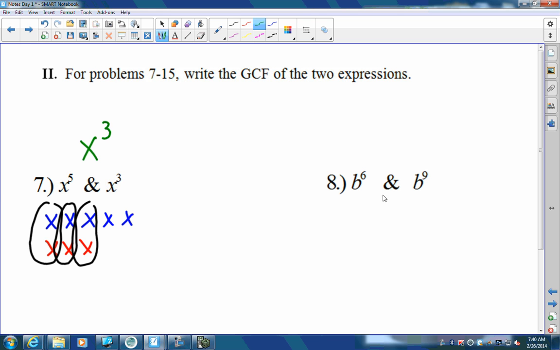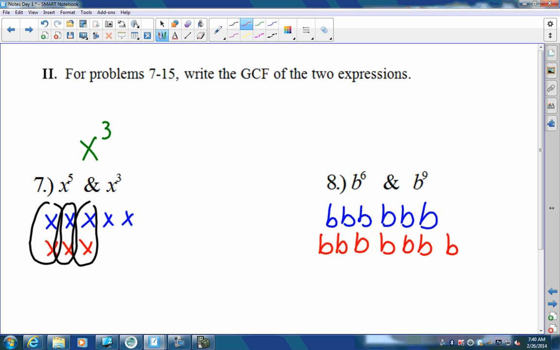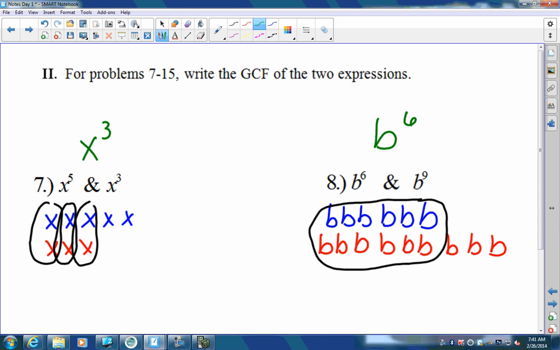Your B's. Let's look at this one. B to the 6th. 1, 2, 3, 4, 5, 6. B to the 9th means I have 9 of them. 1, 2, 3, 4, 5, 6, 7, 8, 9. How many are in common in both of them? 6 of them, right? My GCF is B to the 6th.